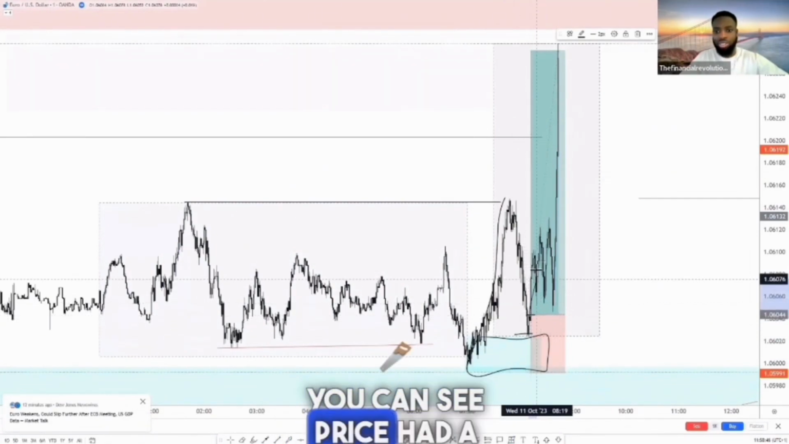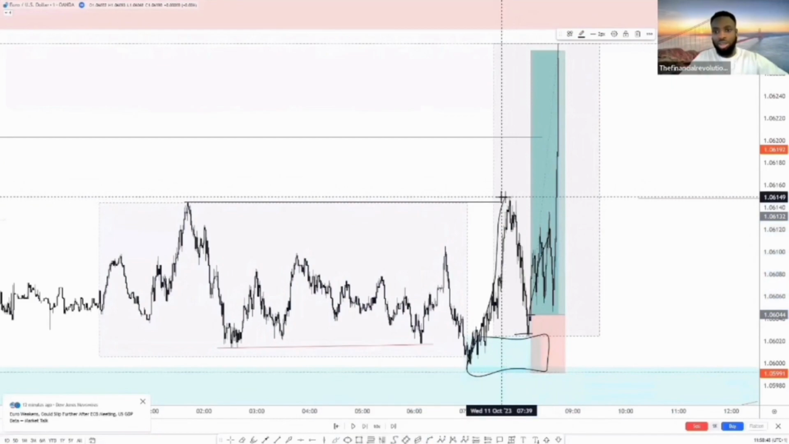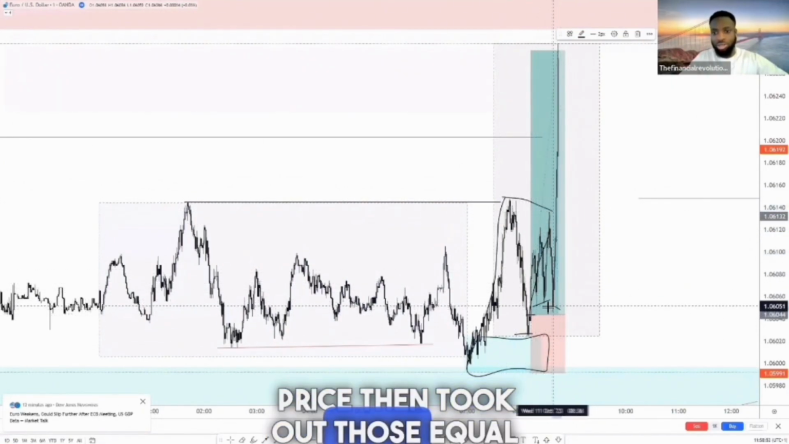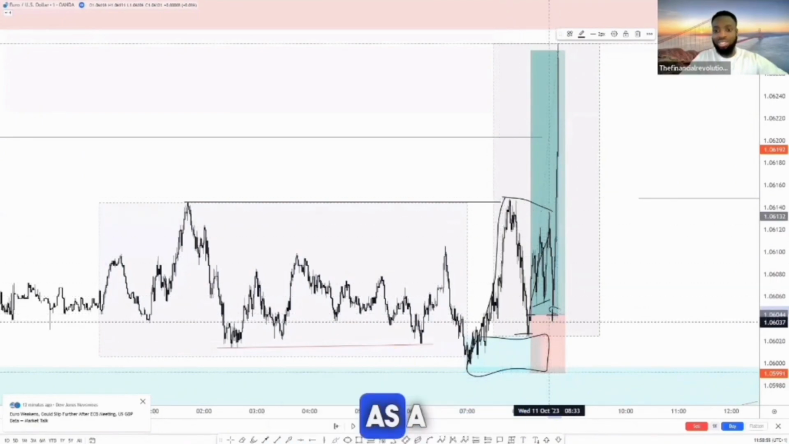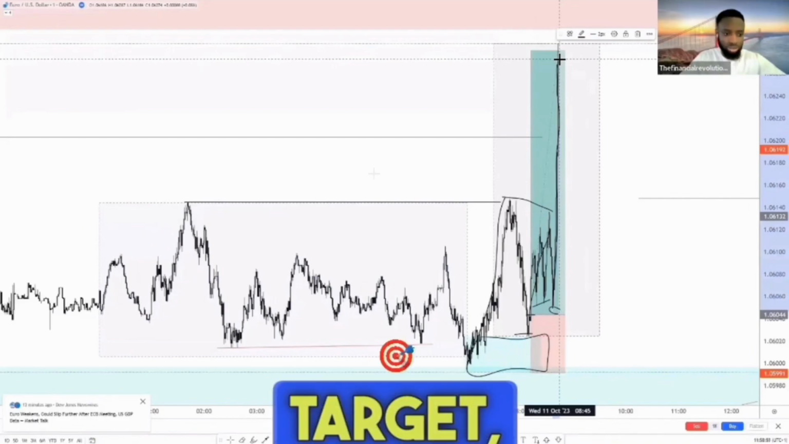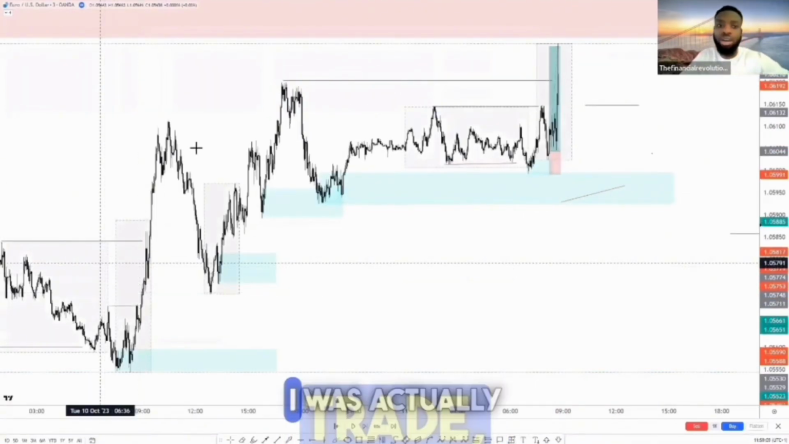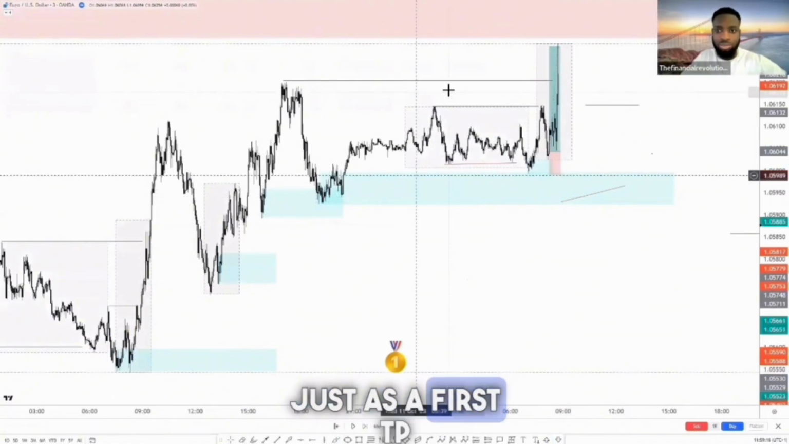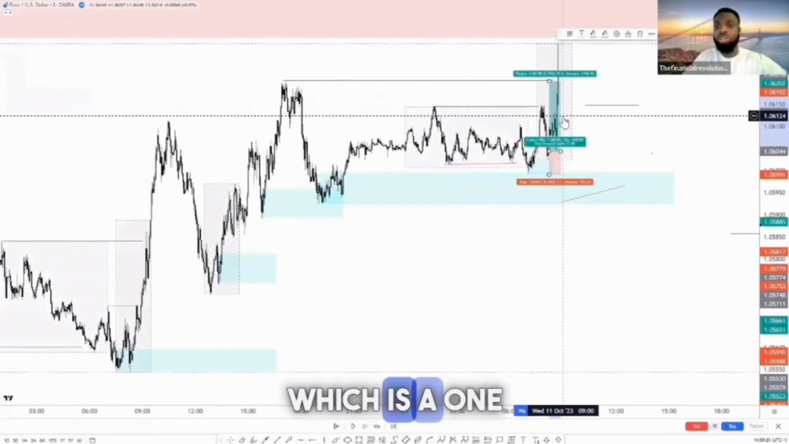And my mark execute price had a nice push to the upside. What did it do? It created liquidity to the top side, equal lows to the downside. Price then took out those equal lows and left the equal highs as a target. And then price shot straight to the upside. Now, in terms of my target, the reality is for this trade, I was actually only targeting these levels. You see, the risk draw that I was actually targeting, just as a first TP, was this level right here, which was a 1 to 3.